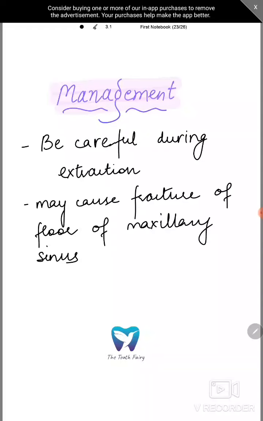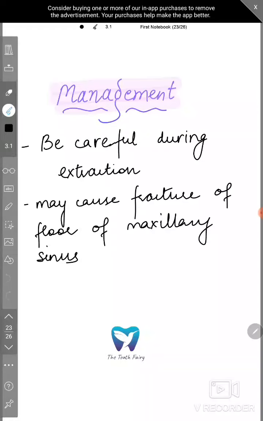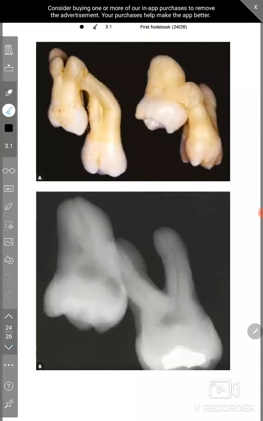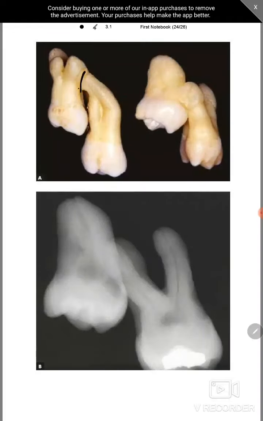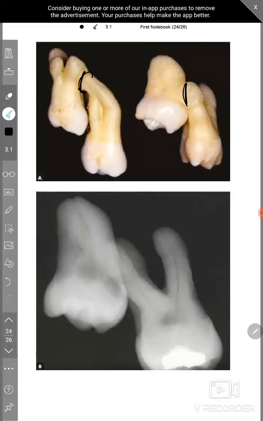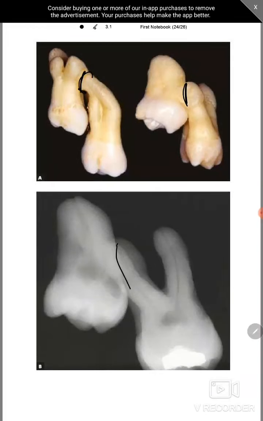If we are going to extract the second maxillary molar, the third molar will also come out if it is joined in the root area by cementum. And it also can cause fracture of the maxillary sinus, as it is very close to the floor of the maxillary sinus, when we are trying to attempt extraction. So here you can see they are joined by the cementum. There is no PDL shadow here in this radiograph. So they are joined in this region.